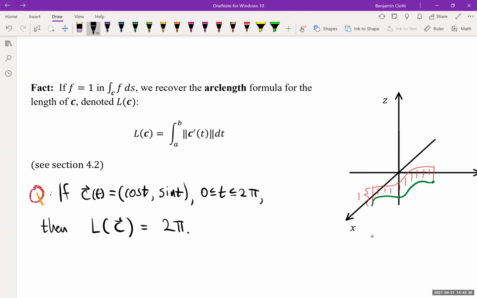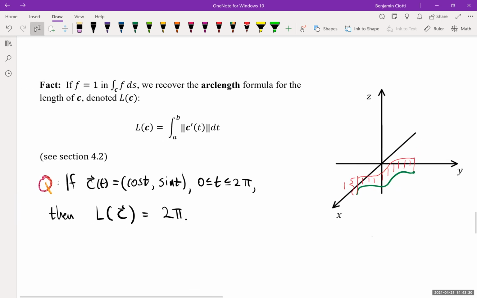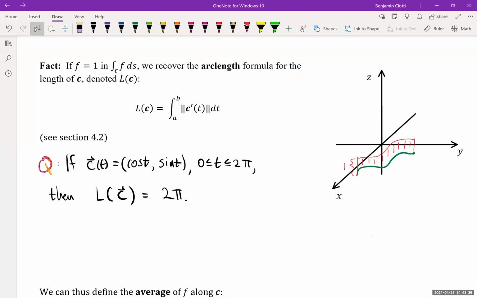Now that we have a formula for arc length, we can do my favorite kind of problem, which is averages. Yeah, so you've probably figured out by now, especially after taking that midterm, that I love asking averages problems.